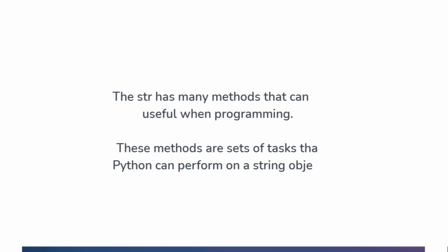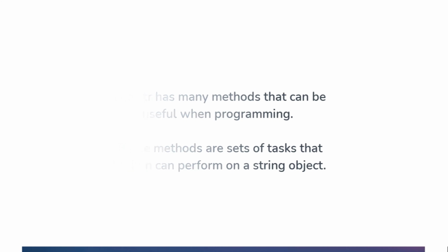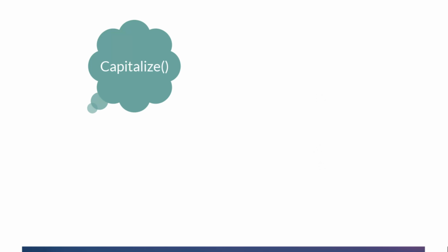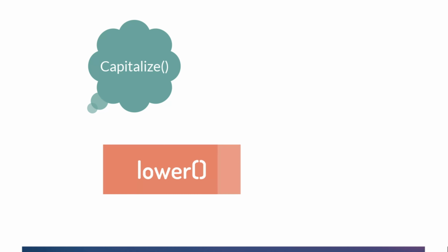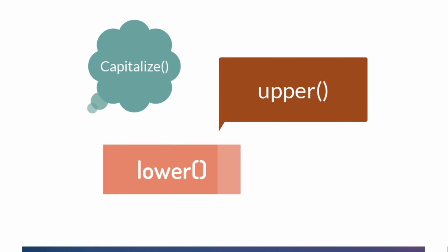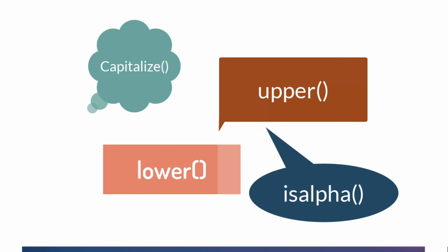But first, let's talk about methods. The string type has many methods that can be useful when programming. These methods are a set of tasks that Python can perform on a string object. In this lesson, we examine various methods of string objects and possible ways to change and return the value. Let's start with a few examples.